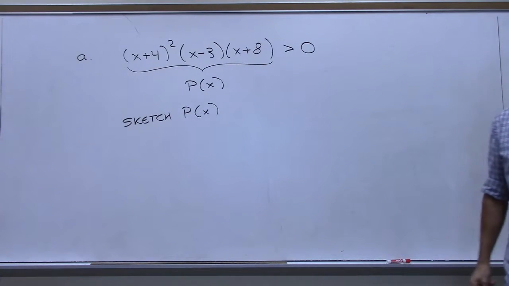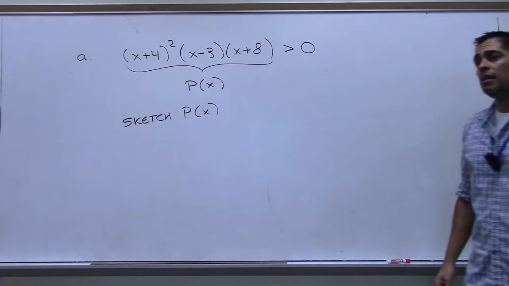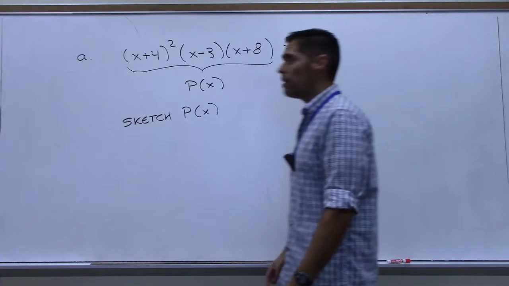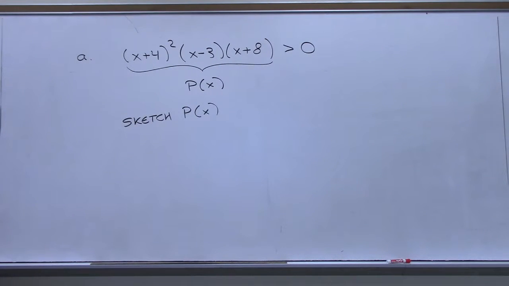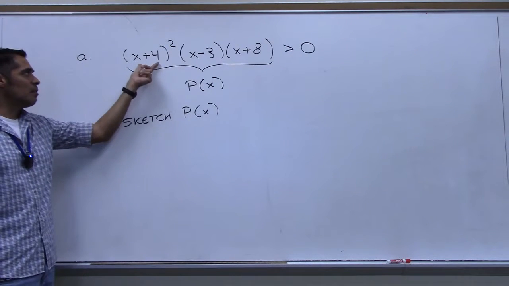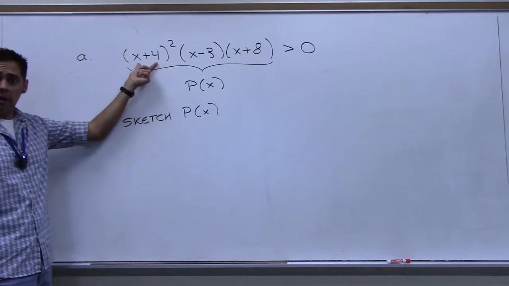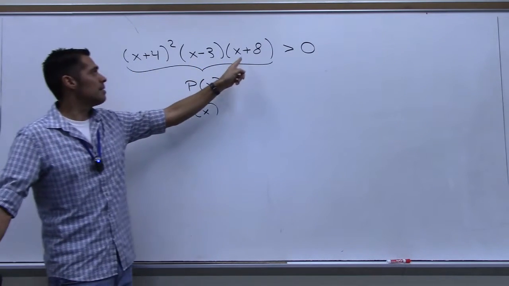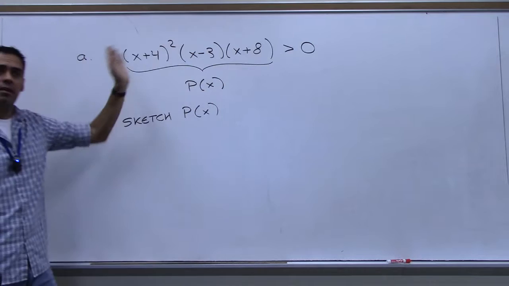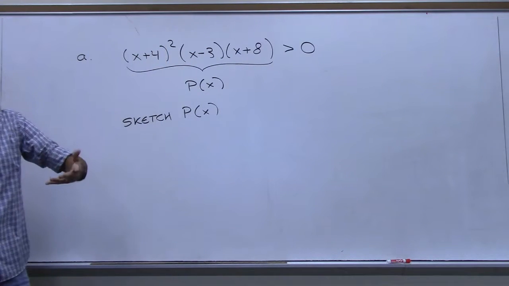To sketch a polynomial, we need the left and right behavior, don't we? So we need a degree and a leading coefficient. What is the degree of this polynomial? I heard 2, I heard 4. This one right here acts like an x squared, right? This one acts like an x, and this one acts like an x. So it's x squared, x, and x, which is x to the 4th.